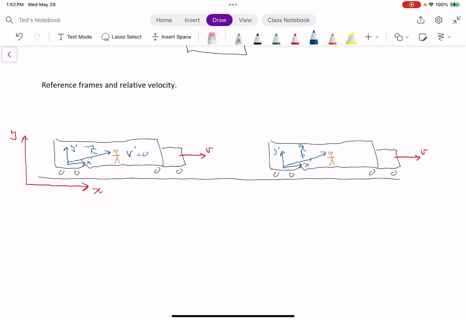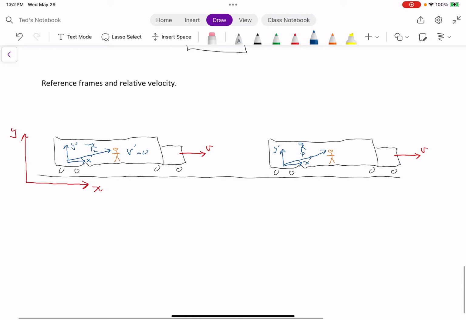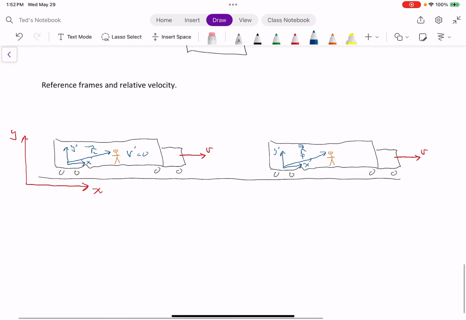And so, which one is real? Which one is his real velocity? You might say the answer is, the real velocity is the one measured in the red coordinate system because the truck's moving. But have you considered that the Earth is also moving? The Earth is spinning, and it's going around the sun. It's actually moving really fast.